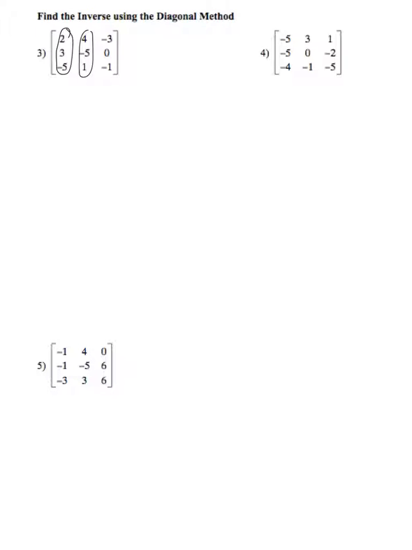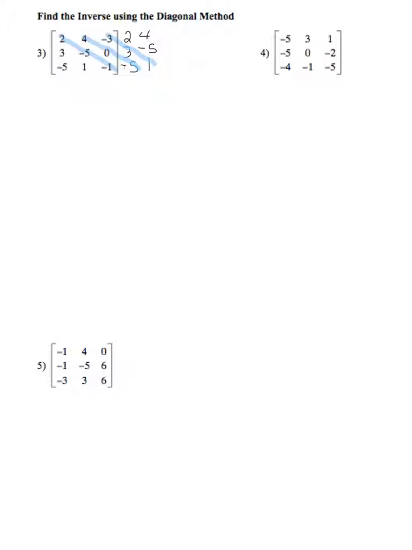I'm going to put the 2, 3, and negative 5 out there. And then I'm going to put the 4, negative 5, 1, like that. Okay, here's a little trick. I'm going to take this diagonal right there, this diagonal right there, and this diagonal right there. So I added those extra 2 columns so they could get 3 diagonals.